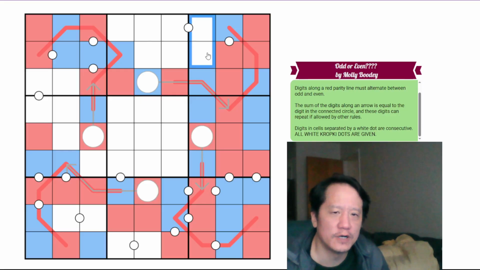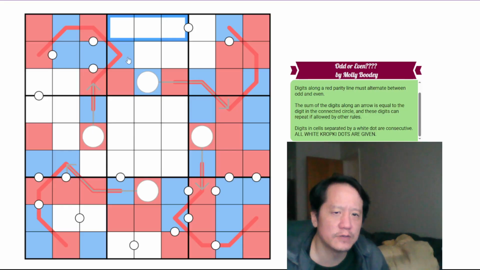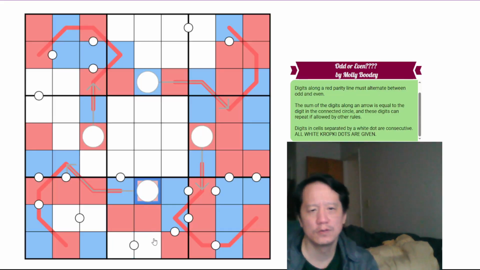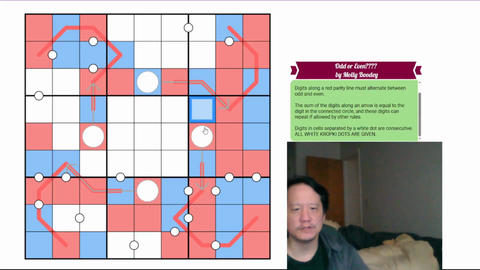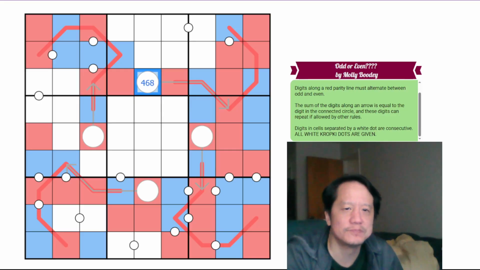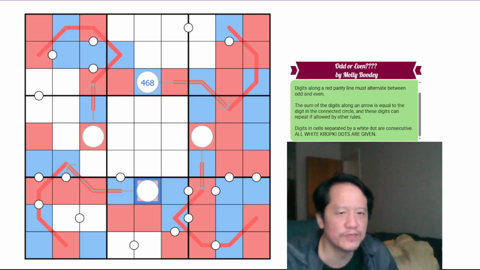We have 1 odd, 1 even digit here. We don't have a guarantee here. Okay. This is 1 odd, 1 even. So this is odd, this is odd, this is odd, that's even. So this could be 4, 6, or 8 here. This has to be at least 2, 1, 2. So this is 5, 7, or 9.